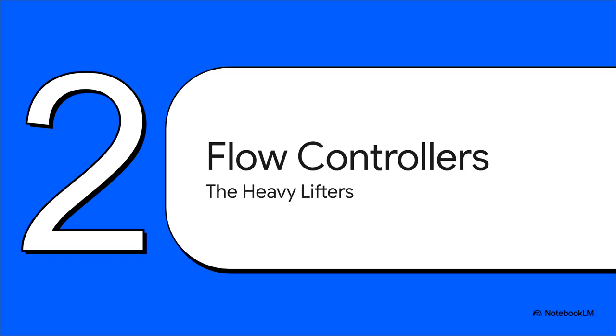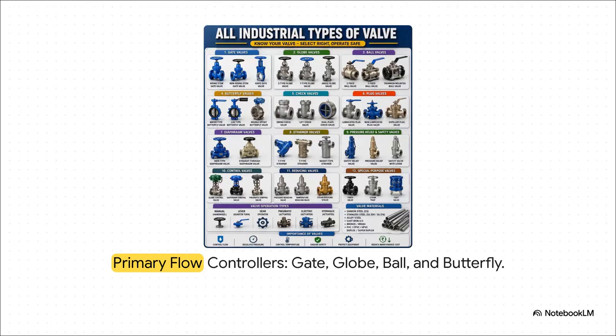Moving on to Section 2, the primary flow controllers. So let's look at the heavy lifters. We're talking about the 4 primary categories: gate, globe, ball, and butterfly valves. These are the fundamental architectures you're going to run into most often out in the field, and each one is designed with a really specific mechanical approach for opening and closing the pipe's throat.